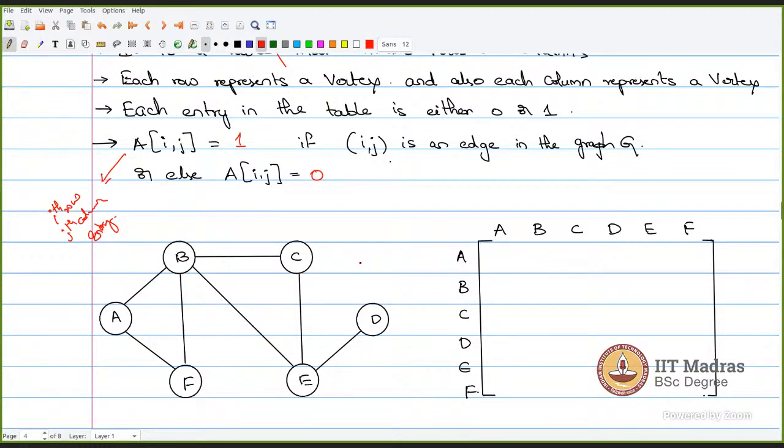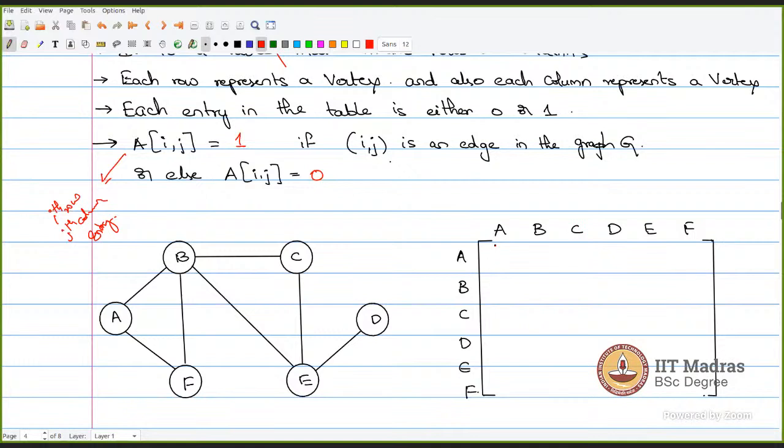Okay, this is a graph given to us, same graph. Now, first and foremost, you draw the matrix or the table and label the rows and columns with vertices. So this first row corresponds to the vertex A. Similarly, row 2 corresponds to the vertex B. Row 3, C, D, E, F. So 6 rows, 6 columns.